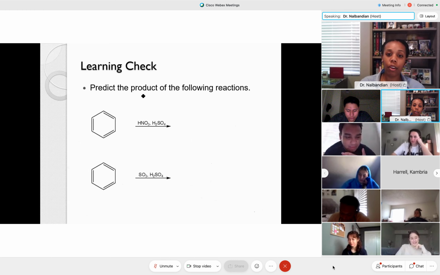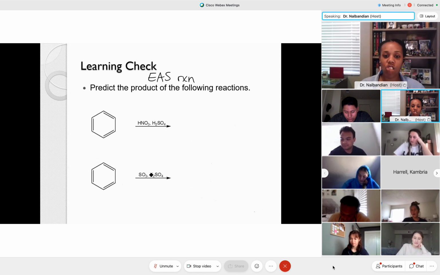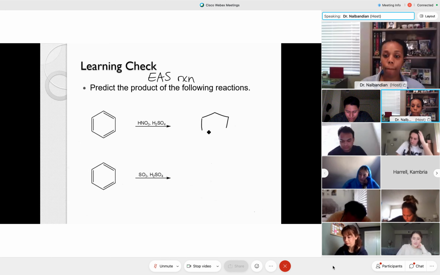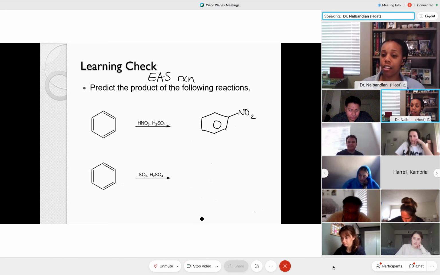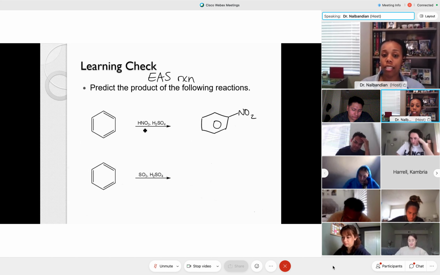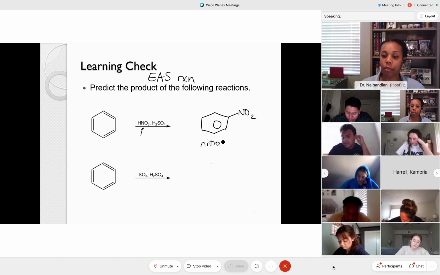So here's our electrophilic aromatic substitution reaction. HNO3, nitric acid, H2SO4, we know we're going to make nitrobenzene. These are so easy because all you have to do is add in the group that is required. This would be an NO2 group. So think about the intermediate that you would need to go through from this, what that would make to make the electrophile. But you make nitrobenzene here.